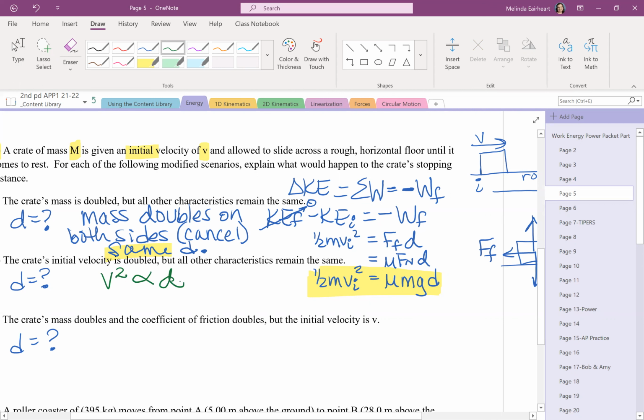And so I'm going to do this one in terms of the proportion. It's not V is proportional to D. It's not a double-double. V squared. So it's a double squared. How far does it go? 4 times the distance when you double the initial speed.